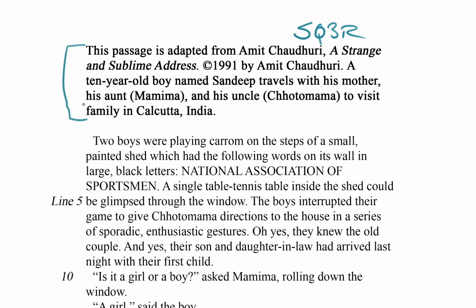And the blurb is very important. Don't skip the blurb because it gives you all sorts of important information. So, this passage is adapted from Amit Chaudhry, A Strange and Sublime Address. Copyright 1991 by Amit Chaudhry. A 10-year-old boy named Sandeep travels with his mother, his aunt, Mamima, and his uncle, Choto Mama, to visit family in Calcutta, India. Alright, so already we've got at least 4 characters, Sandeep, his mother, his aunt, Mamima, and his uncle, Choto Mama. And it takes place in India. Cool. That's our blurb. Let's not even look at the passage. Let's move over to the questions.